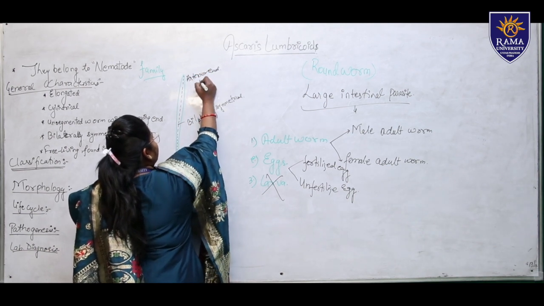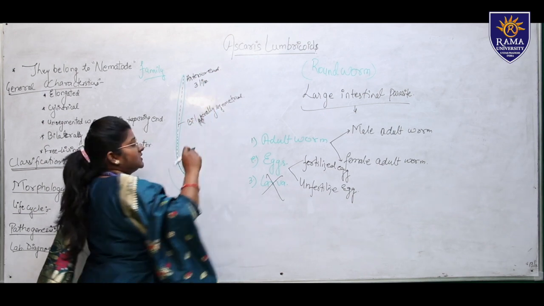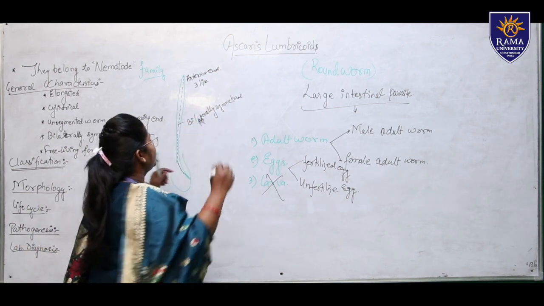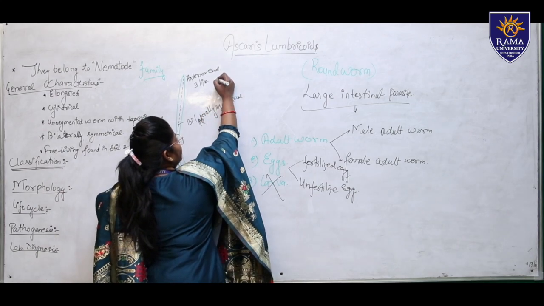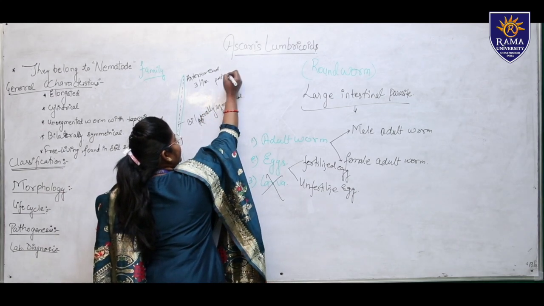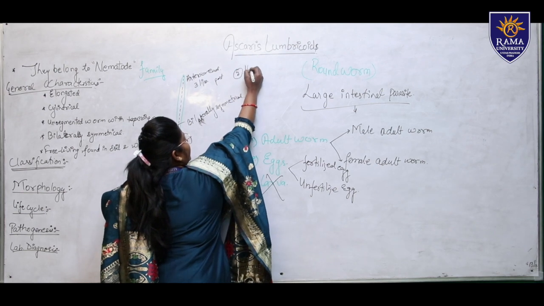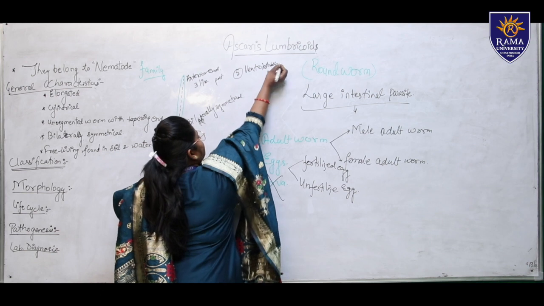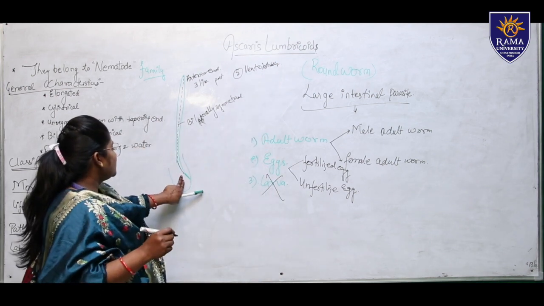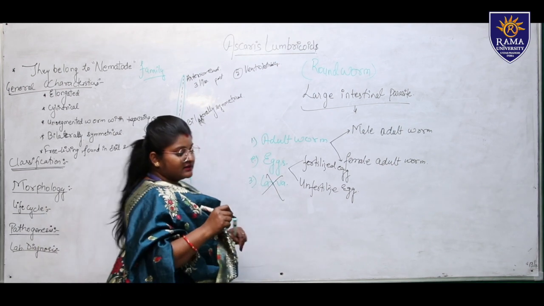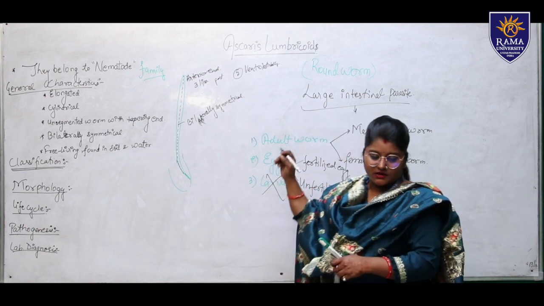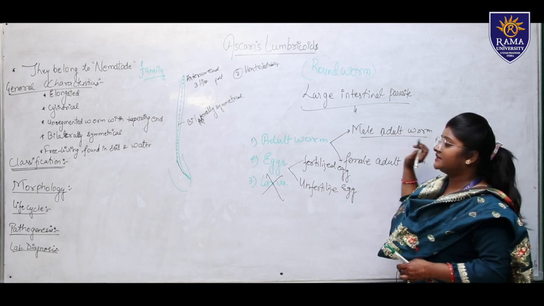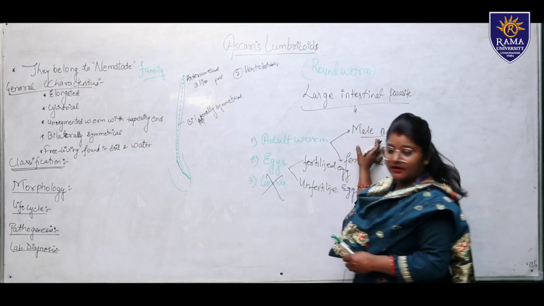The anterior end has three lips. With these three lips, one is placed posteriorly and two are ventrolateral. Now at the posterior end we have the anal area. Now just recall, what are adult worms?